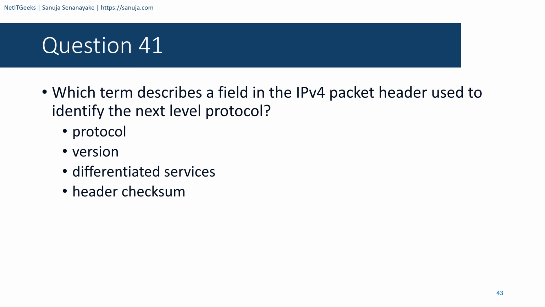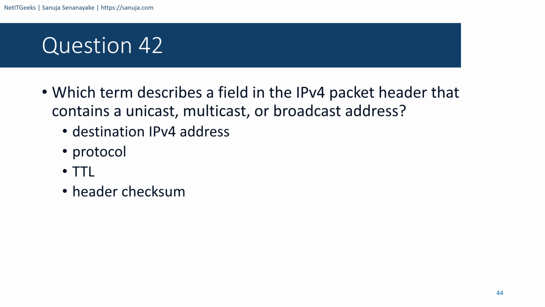Question number 41. Which term describes a field in the IPv4 packet header used to identify the next level protocol? Again, I think I may have asked a similar question before. The answers include protocol, version, differentiated services, and header checksum. Again, should be an easy answer. It is protocol. A network protocol is an established set of rules that determines how data is transmitted between devices on the same network. So which term describes the field in the IPv4 packet header used to figure out the next level protocol? It is protocol.